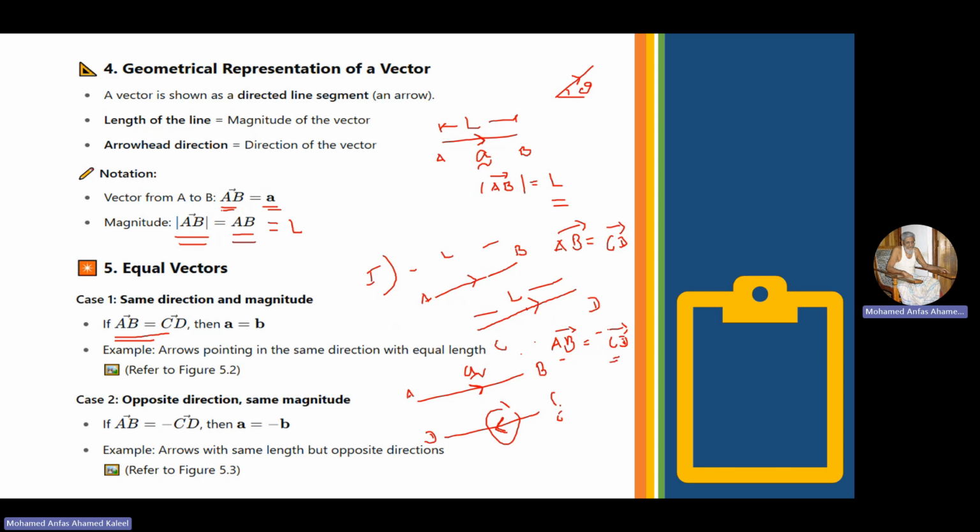In other way, if you take the CD vector's direction as positive, then CD vector is minus AB vector. If you change the arrowhead to the opposite direction, we have to use the minus symbol. So if the vector magnitudes are the same but the direction is different, meaning opposite, we have to use the minus symbol. That is, vector AB is equal to minus vector CD.